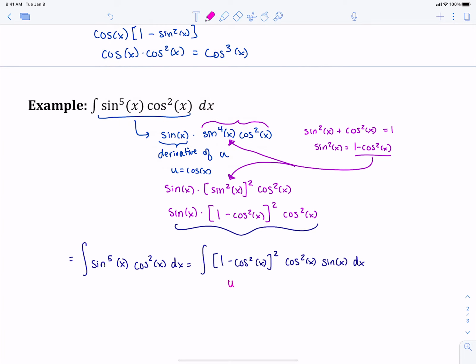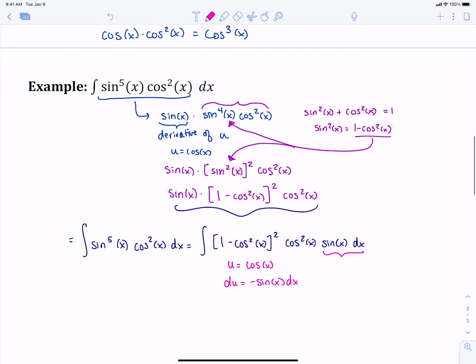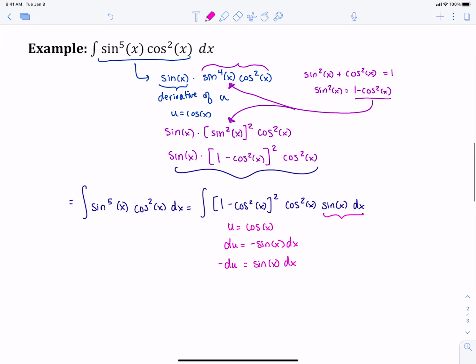And now I'm going to make my u be cosine of x. And then du is equal to negative sine of x dx. So again, that's why we pulled one of those sine functions off of our sine to the fifth power, so that we would have this derivative sitting there for us. So the opposite of du is equal to sine x dx. So we've got to put a negative in our integral.